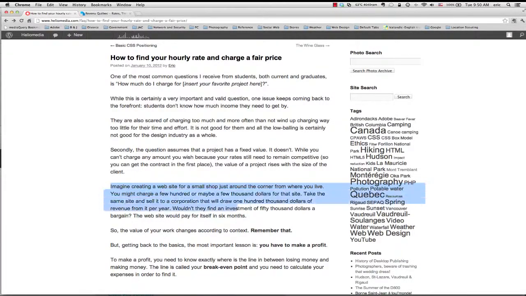And as I say over here in this paragraph, imagine you're creating a website for a small shop just around the corner. You may be able to charge a couple of $100, maybe a few thousand for a small store. But take exactly the same website and sell it to a corporation. Now, what if that corporation was able to draw $100,000 worth of revenue from the website in a year? If you bill them $50,000 for the same website you could sell to someone else for a couple of hundred or maybe just a few thousand. But a corporation, if they were going to make $100,000 off it in a year, paying $50,000 is a bargain. The website would pay for itself in 6 months.